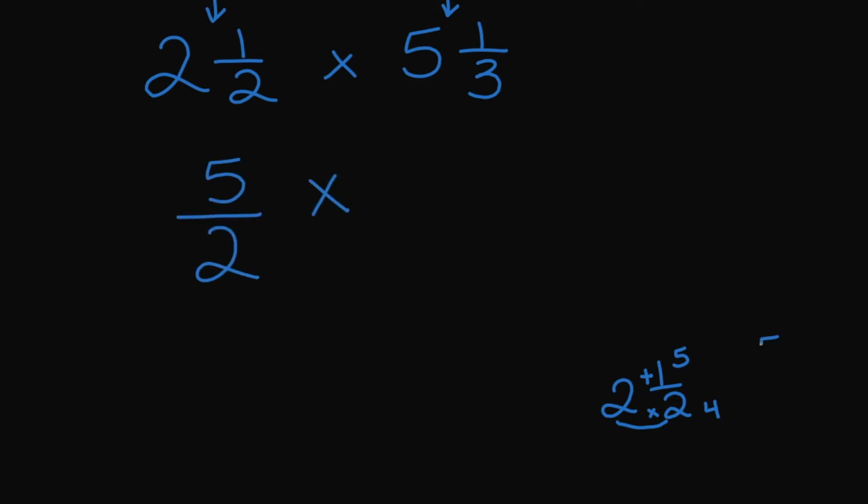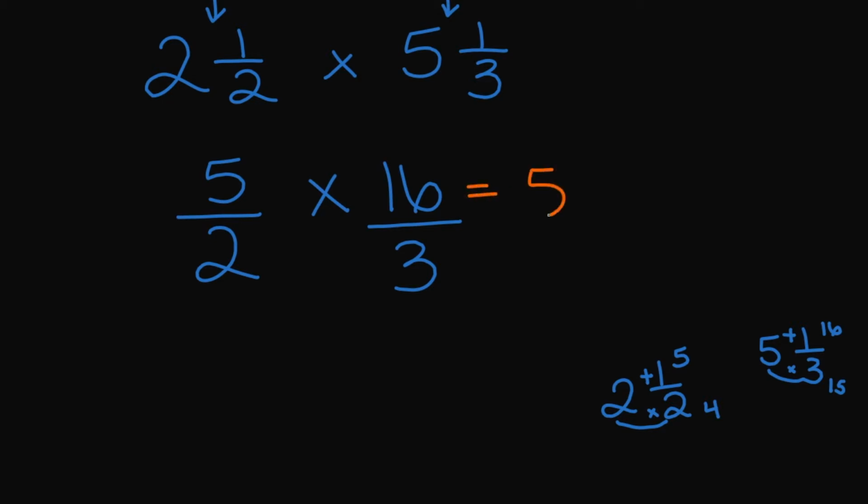Times, we have 5 and 1/3. So 5 times 3, this is going to give us 15, plus 1 is going to give us 16. So this mixed number is going to turn to 16 over 3 as an improper fraction. Now we're going to multiply across.